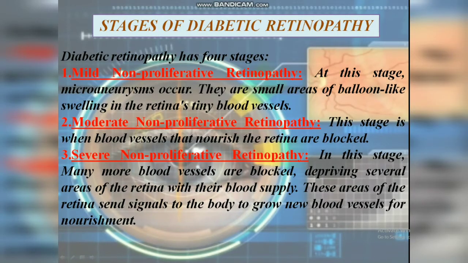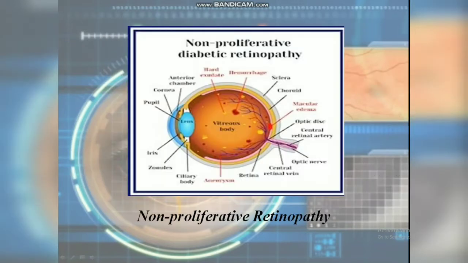Stages of diabetic retinopathy. Diabetic retinopathy has mainly two stages. One is non-proliferative retinopathy, the other is proliferative retinopathy. In non-proliferative retinopathy, there is new vessel formation on the inner surface of the retina, which subsequently can threaten vision by causing retinal detachment. This is a diagram of non-proliferative diabetic retinopathy.